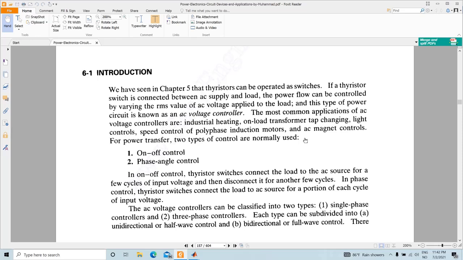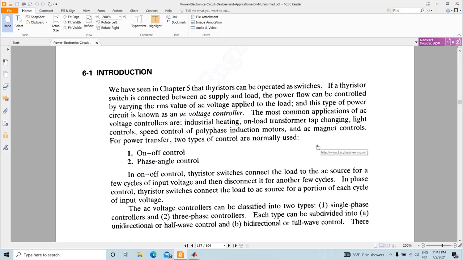Okay, so first let's start with the on-off control and the phase control. Basically there are two types of controls used for controlling the AC voltage. The first one is the on-off control, which we have already discussed in the discussion class last week.